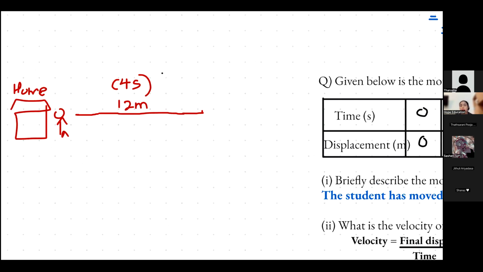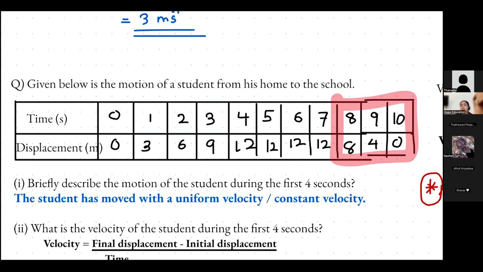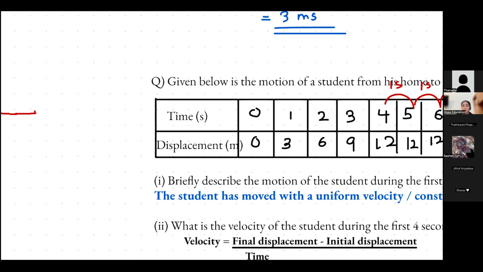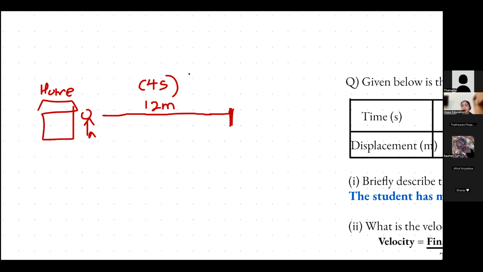Next, he stays at the 12 meter mark. From the 4th second to the 5th second, the displacement is the same 12. From the 5th to the 6th second, the same displacement. From the 6th to the 7th second, the same displacement. So 4th to 5th is 1 second, 5th to 6th is 1 second, 6th to 7th is 1 second. During these 3 seconds, the displacement has not changed. That means this child stayed in the same place for 3 seconds without moving.